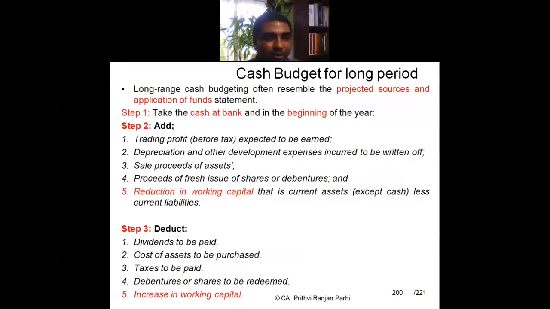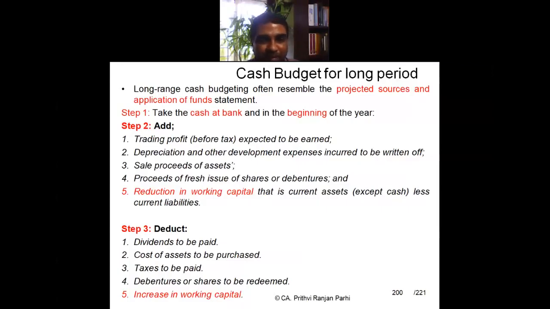Now coming to point 5, why is reduction of working capital added? Reduction of working capital except cash, why is it added? Now you see, let me give you an example of one component of working capital. One component of working capital is debtor. Debtor is a current asset, right? And debtor is a part of working capital. Let us say opening debtor was 5 lakh rupees and closing debtor was 4 lakh rupees.